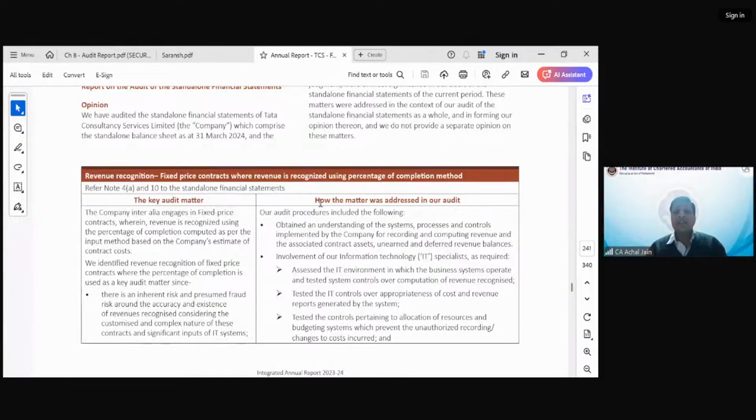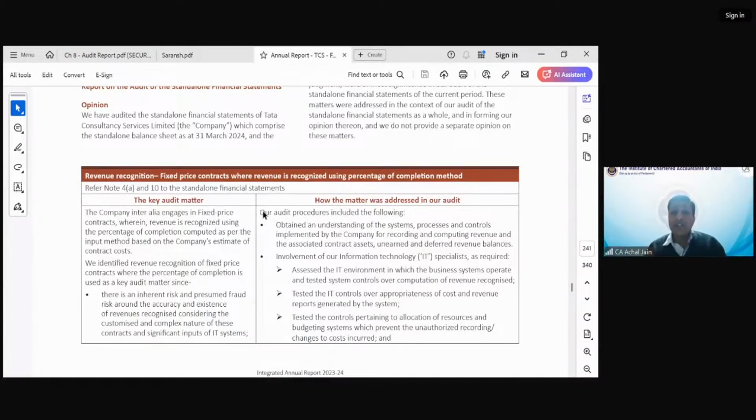Next point is his explanation around what he has done. If the auditor is explaining that this is complex, this is complex, everything is complex, then what did he do? How did he deal with that? Yes or no? Was he able to deal with that or not? When he says that he is giving a clean opinion, what is it that he has done to take care of all of these challenging areas? Let's try to understand that.